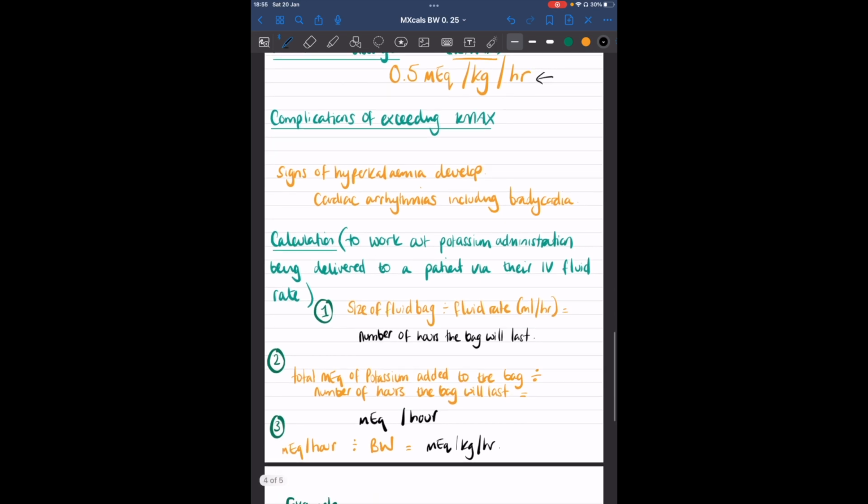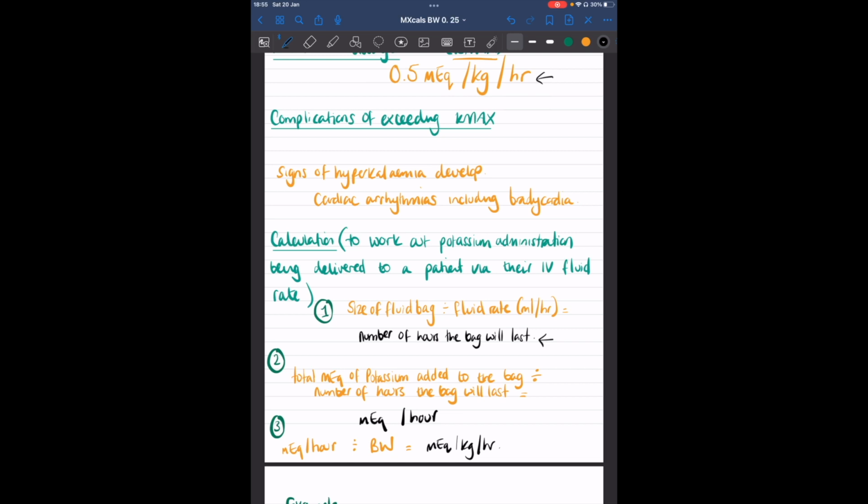So there's 3 steps to the calculation. First of all, we need the size of the fluid bag that we're being given. We often work in 1 litre bags, so there is 1,000 mils within that bag. And we need the fluid rate which the patient is on, so you get that from your vet. By dividing those 2 things, the amount of mils in the bag and the fluid rate in mils per hour, we're going to get the number of hours that fluid bag will last our patient.